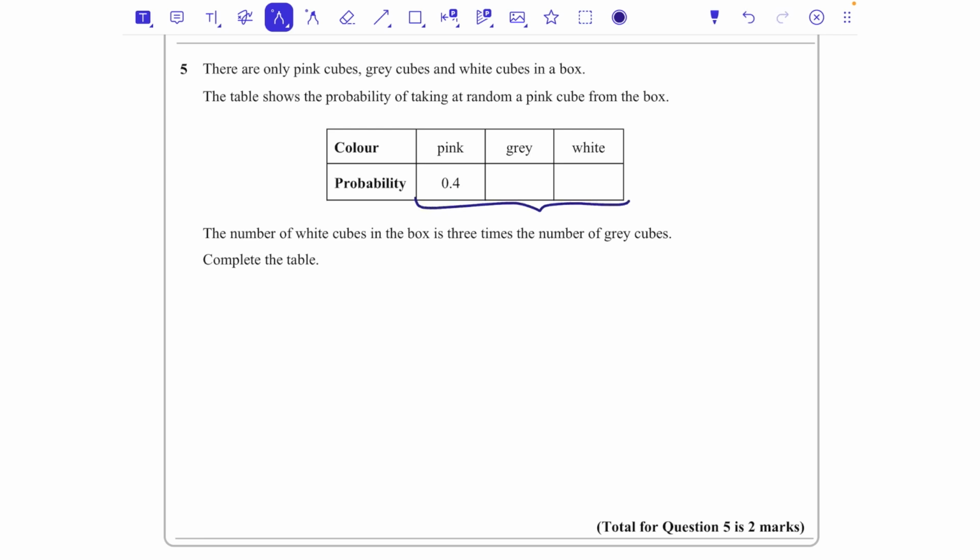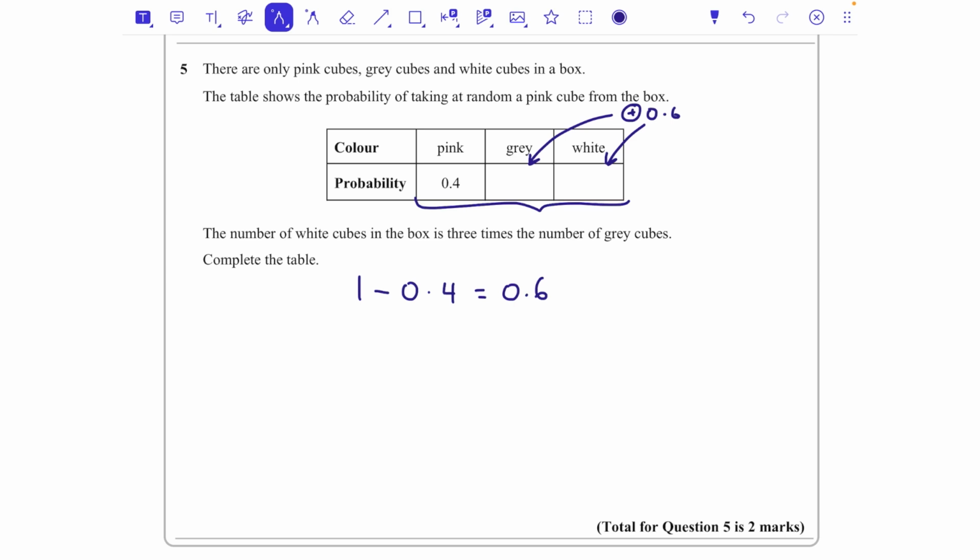Probability adds up to 1, and so far we've got 0.4. So my first calculation here is to do 1, take away 0.4, which leaves me with 0.6. So I know that whatever I make these probabilities, they need to add together to make 0.6, okay? And then the whole thing will add up to make 1.